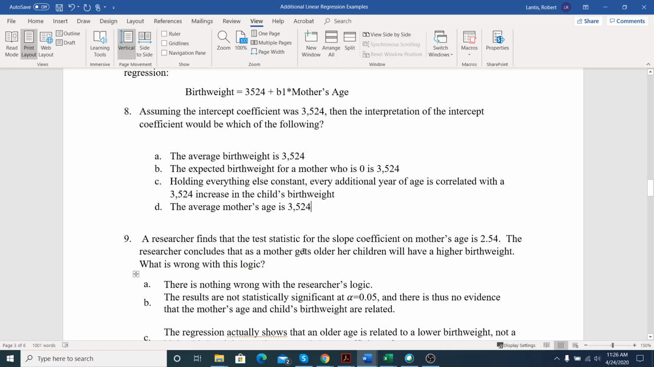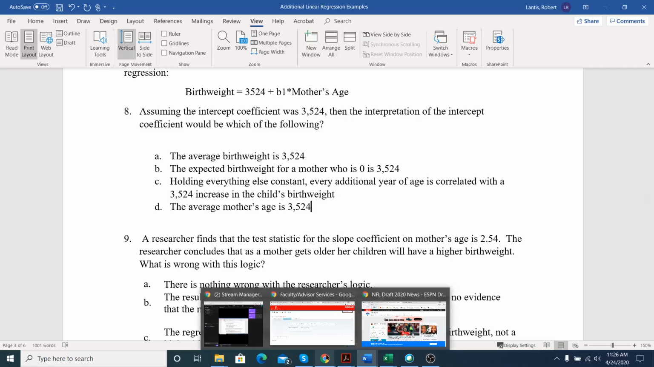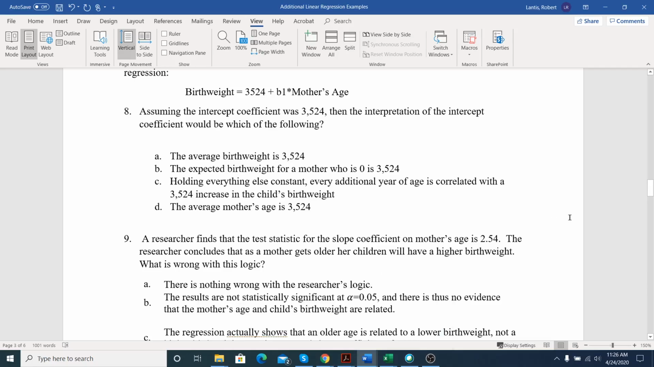A researcher finds that the test statistic for the slope coefficient on mother's age is 2.54. The researcher concludes that as the mother gets older, her children will have a higher birth rate. What's wrong with this logic?